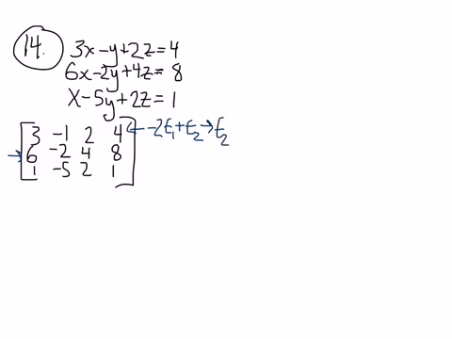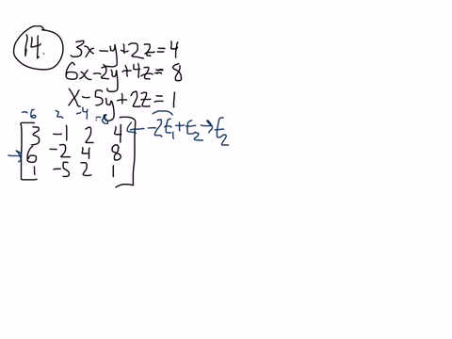So let me do a little bit of scratch. -2 times the first equation. I'm just going to write it up here so I have it. So -2 times 3 is -6. -2 times -1 is 2. -2 times 2 is -4. -2 times 4 is -8.